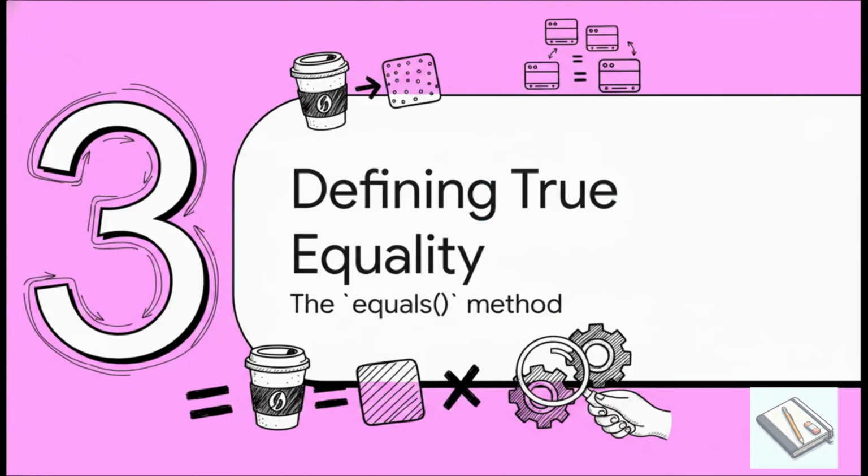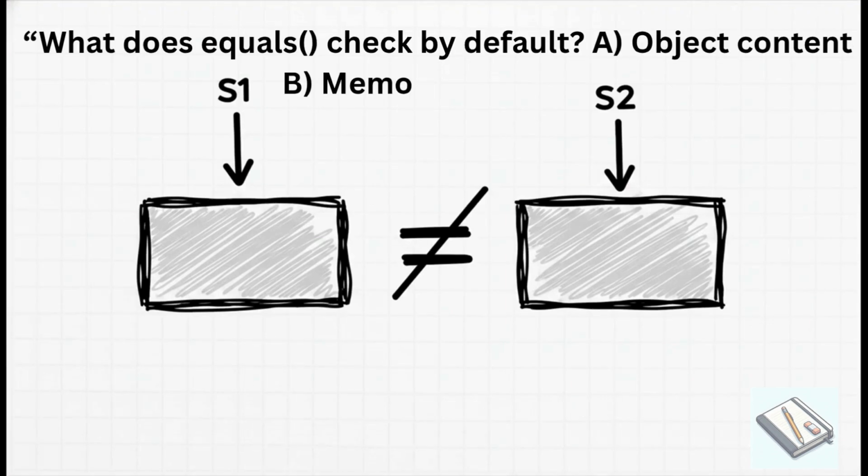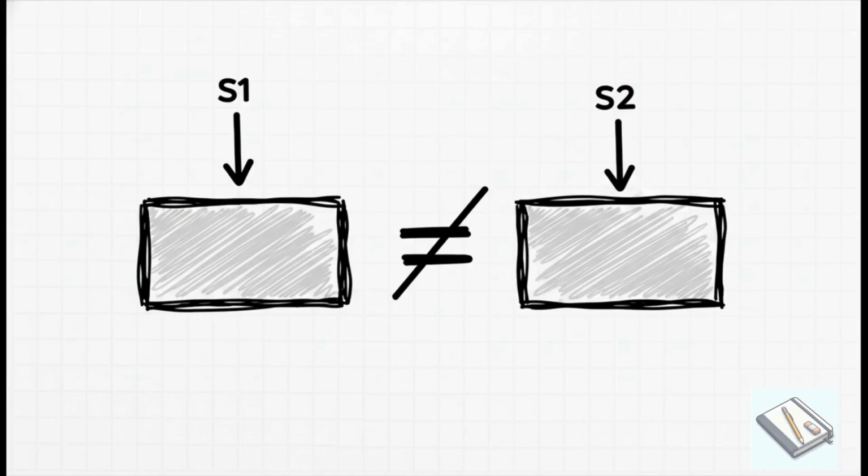All right, let's move on to an even bigger idea, equality. When are two objects really the same? The equals method has a very specific answer to that question by default. So the default equals method that we inherit from Object is super strict. It only cares about one thing, identity. It's basically the same as using the double equals operator. It asks, are these two variables pointing to the exact same spot in memory?